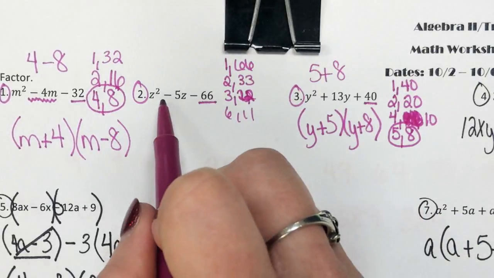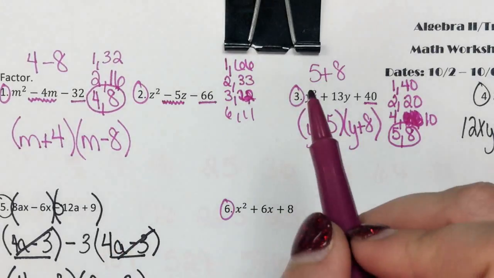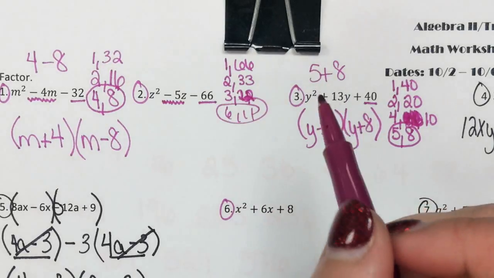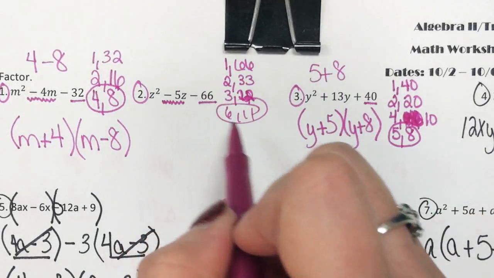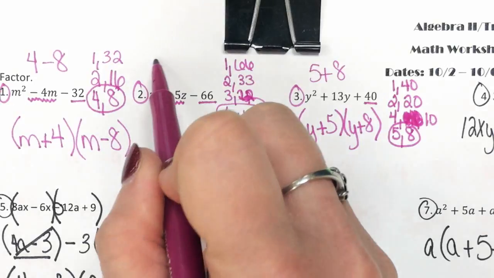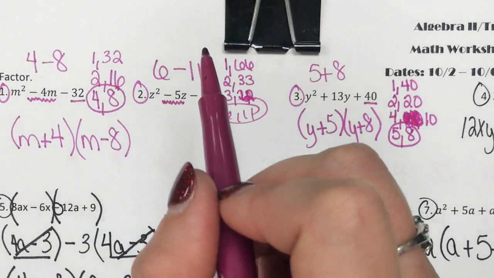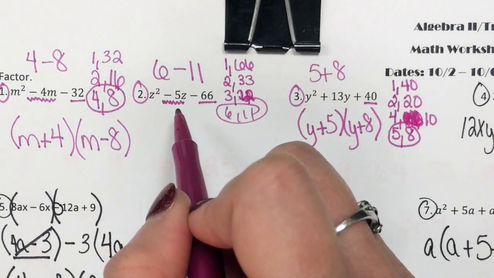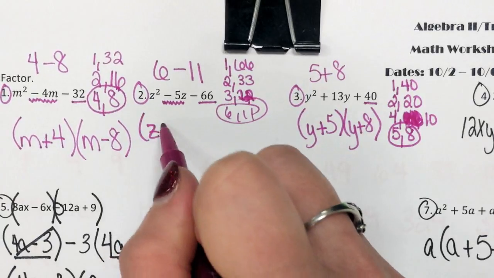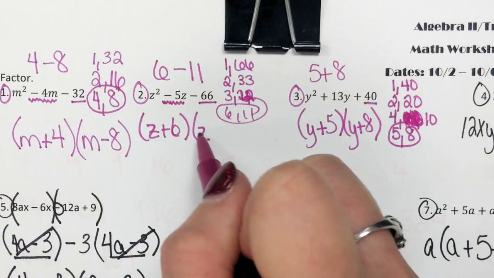All right. So which one adds or subtracts to be negative 5? How? Subtract which one? Which way? 6 minus 11. Because if you do 11 minus 6, that'll give you positive 5, and you need negative 5. So you have a positive 6 and a negative 11.